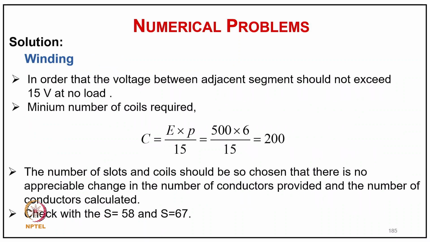Now coming to the winding, in order that the voltage between segments should not exceed 15 volt at no load, the minimum number of coils required is C equal to E into P upon 15, which comes to 200. The number of slots and coils should be so chosen that there is no appreciable change between the number of conductors provided and the number of conductors calculated. So check with S equal to 58 and S equal to 67.